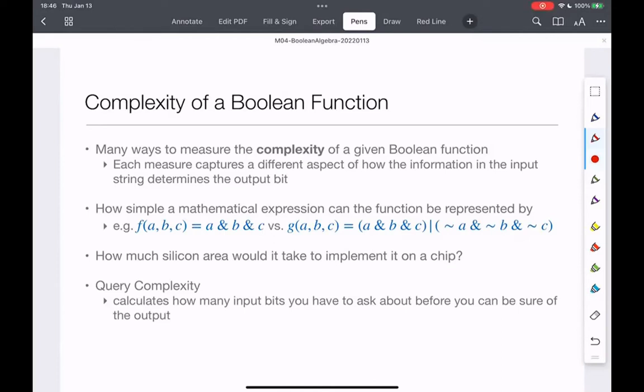There are also other notions of complexity. Another one which gets used in computer science is query complexity. The idea is the following. I give you a box which implements the function. In our case, let's say it has 3 inputs A, B, C, and output is F. And you want to know what this function will produce for a particular ABC that you have.